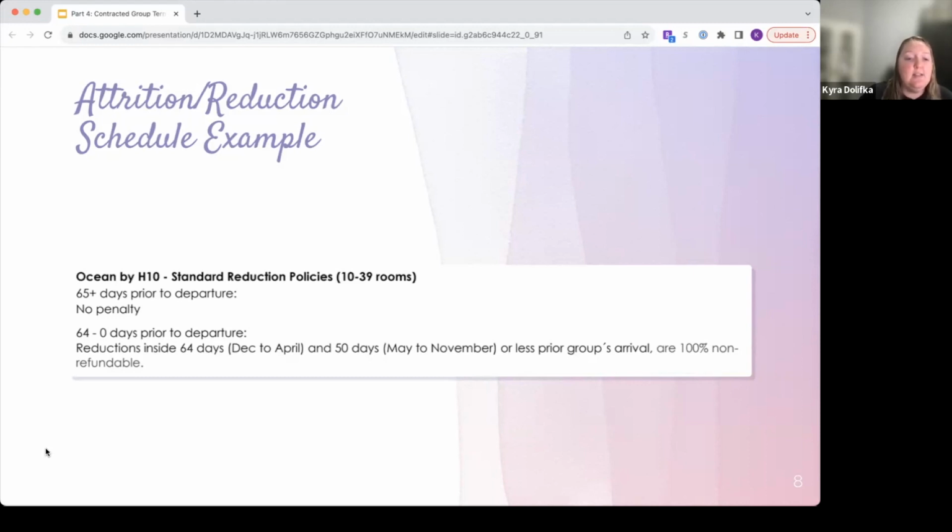Now, once you get into the 64 to 0 day time period, you can see it actually varies depending on the time of year that they're traveling. In this example, they are 100% non-refundable. So this one doesn't really have stages in the middle. It's either no penalty or full penalty, but really just over 2 months in advance, you really should know who's coming and who's not coming and what rooms you need and what rooms you don't need.